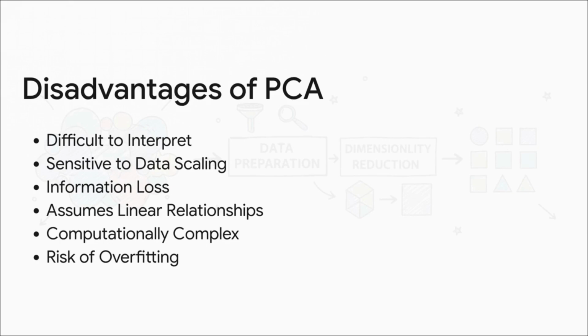Furthermore, remember our data pipeline? PCA is violently sensitive to data scaling. If you forget to standardize your data first, PCA will completely fail. It'll just lazily latch on to the feature with the biggest raw numbers. It also assumes relationships are purely linear, and if you drop too many components, you run a very real risk of actual information loss.